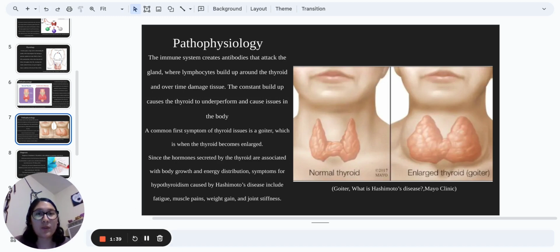Since the hormones secreted by the thyroid are associated with body growth and energy distribution, other common symptoms for hypothyroidism caused by Hashimoto's disease include fatigue, muscle pains, weight gain, and joint stiffness.